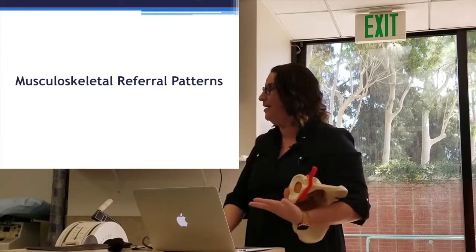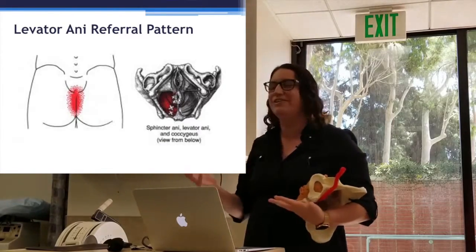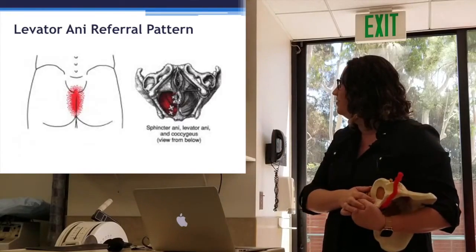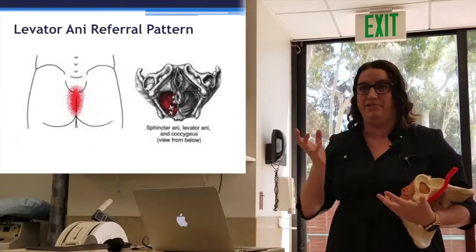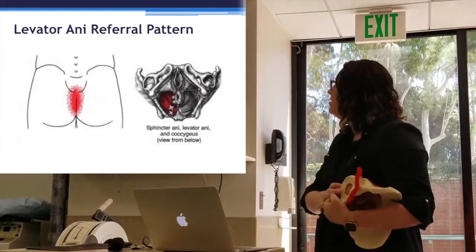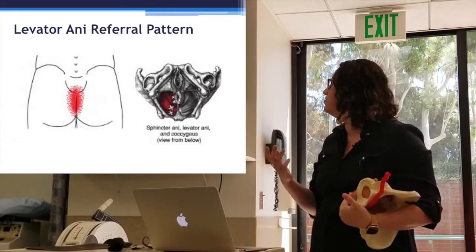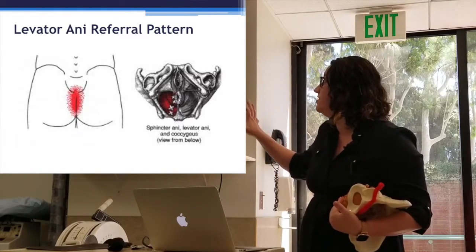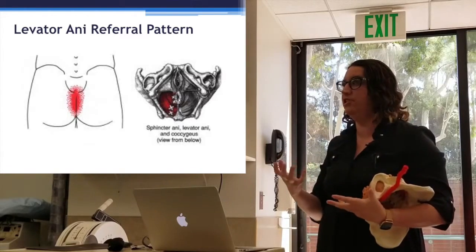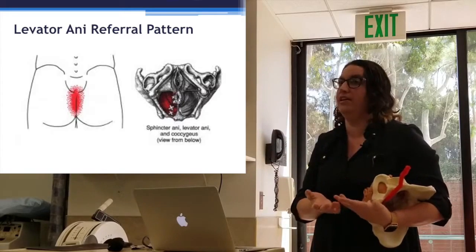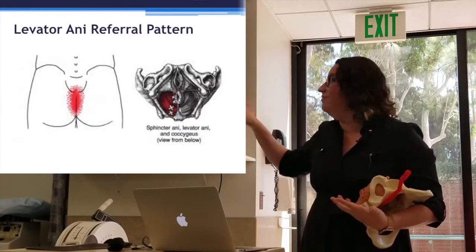Okay, so let's talk about some referral patterns. This is more clinically based, from my clinical experience and what I've learned in my studies. These pictures are from the Travell and Simons Trigger Point book. So, Levator ani referral. If we're talking about musculoskeletal trigger points that would refer to this area, this is our typical Levator ani presentation. If somebody has a trigger point within the Levator ani, this might be what they're reporting as far as pain goes. With this, orthopedically, we can actually impact some of these muscles.